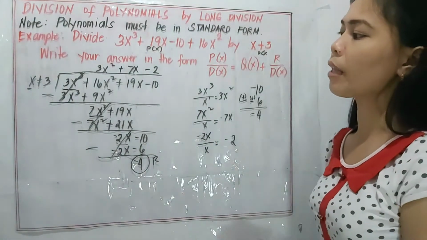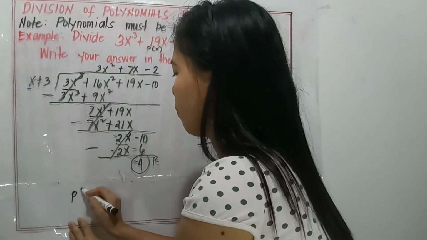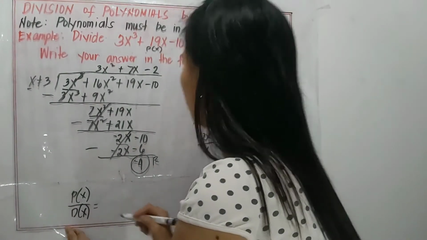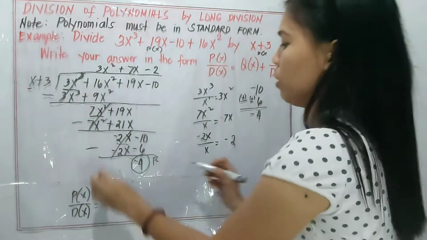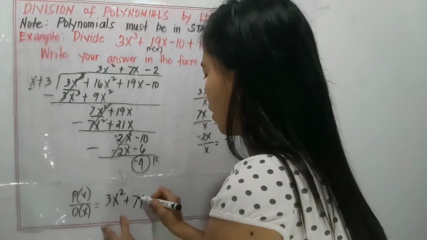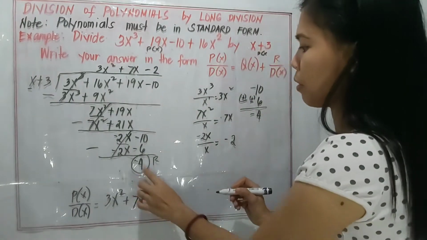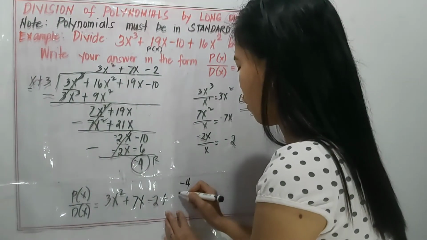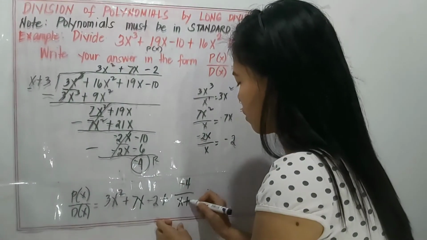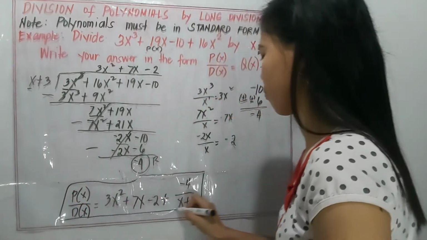Okay? Now, let us write our answer in this form. So, copyhin ko lang yung P, polynomial, divided by our divisor, is equal to our quotient, which is 3x squared plus 7x minus 2. And then plus our remainder, negative 4, over the divisor, which is x plus 3. So, this is our answer.